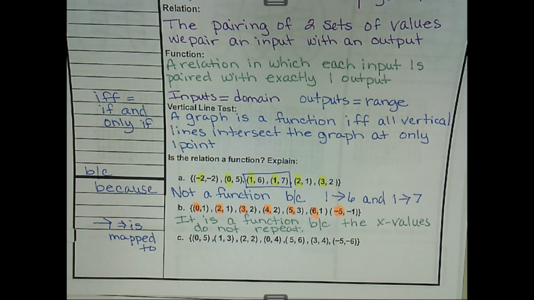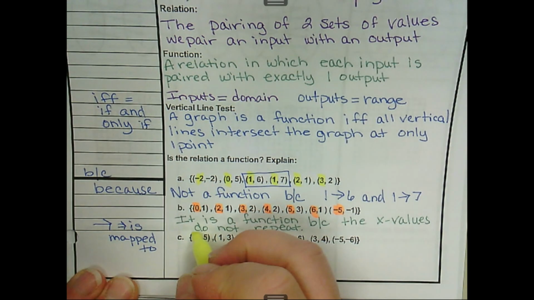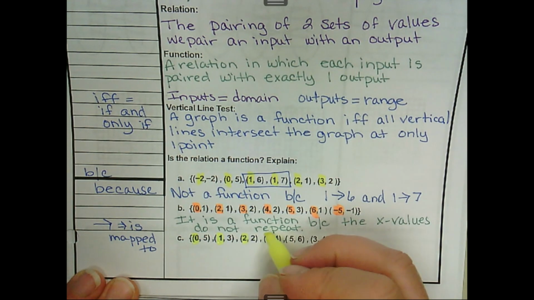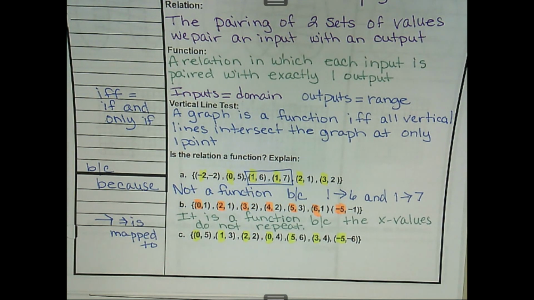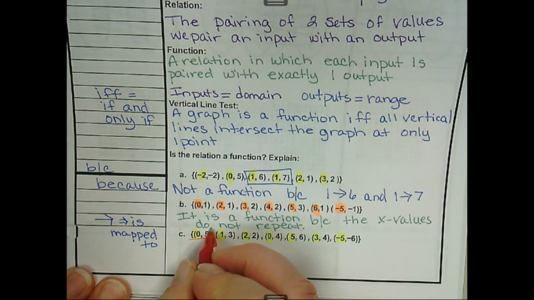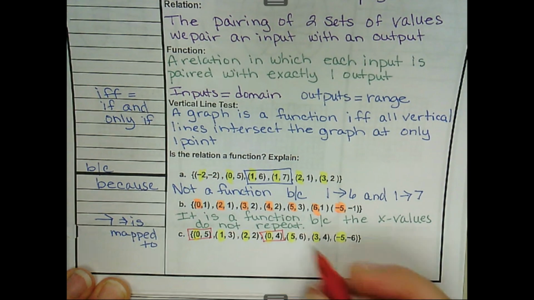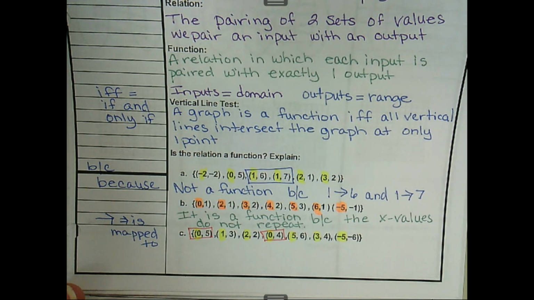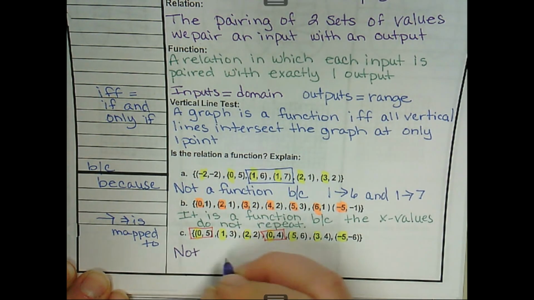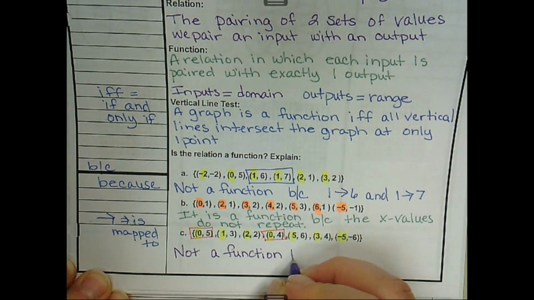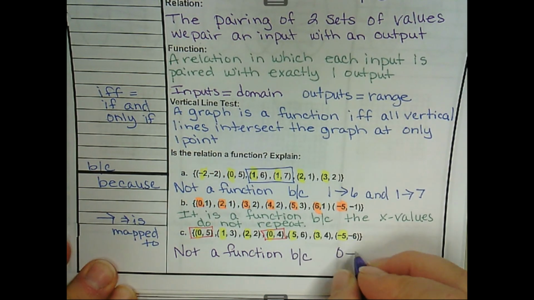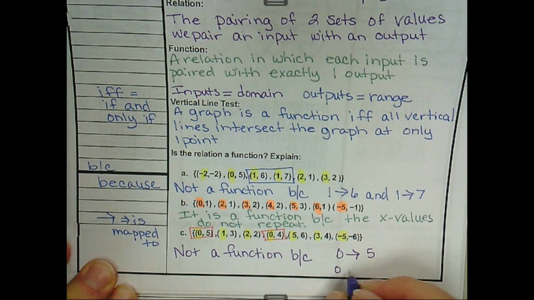Okay, let's take a minute and look at our x values. 0, 1, 2, 0, 5, 3, negative 5. Did I repeat any of the numbers? Yes, I did. I repeated 0. If I repeat my x values, is it a function? No, this is not a function. Zero is mapped to 5, and 0 is mapped to 4.